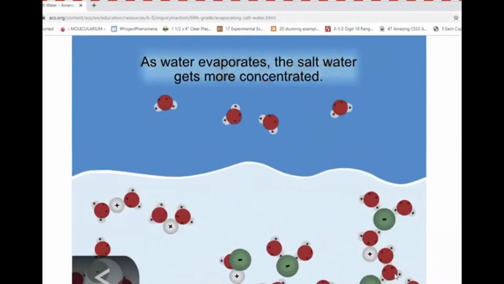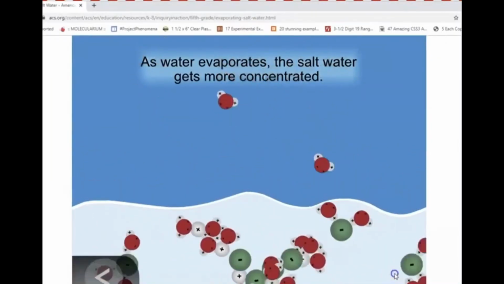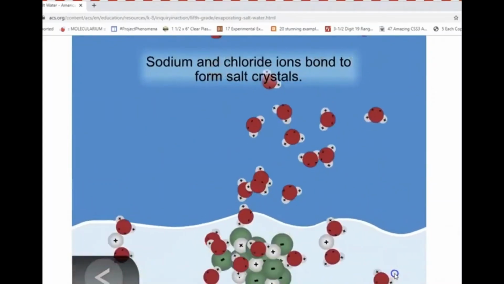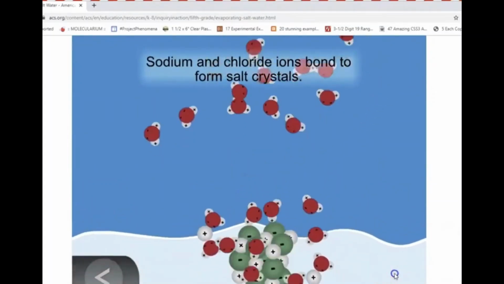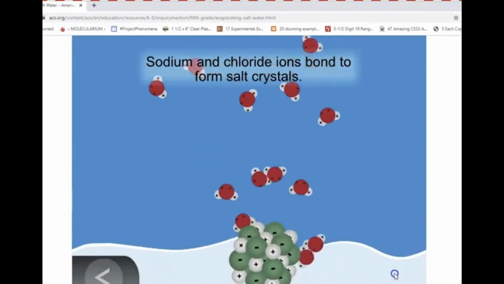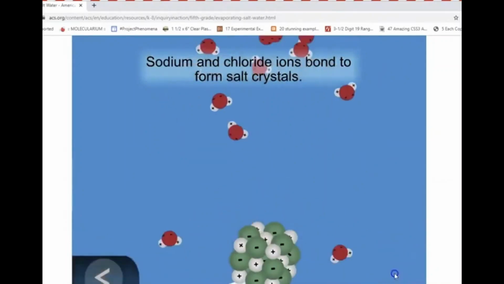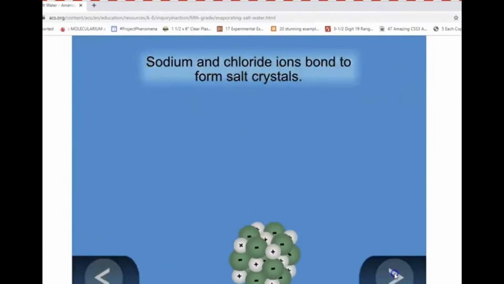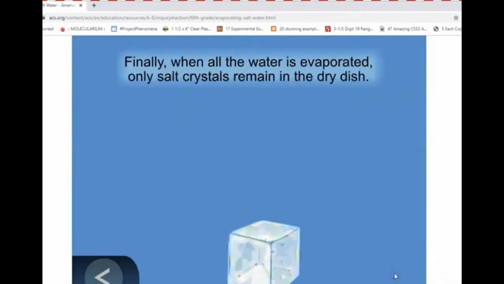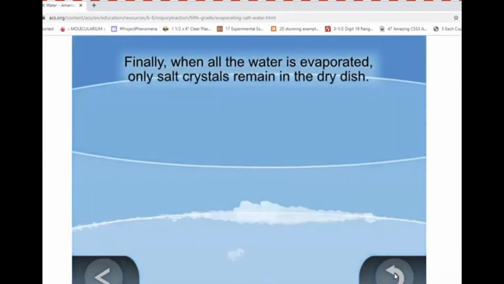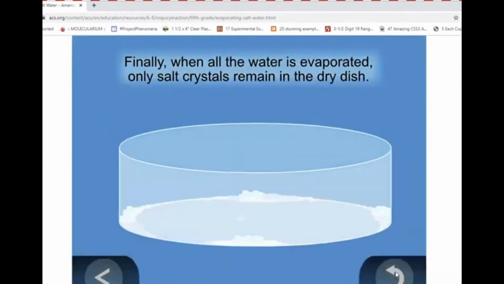And as they evaporate, the concentration of the sodium and chloride ions increases, and the charges bring them closer together, and the attractions hold them together, and they recrystallize as salt. And that's why students see those tiny salt crystals in their dish after the evaporation takes place.